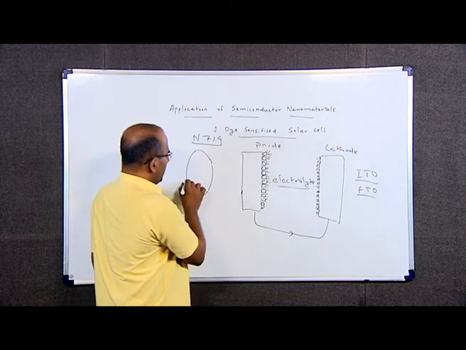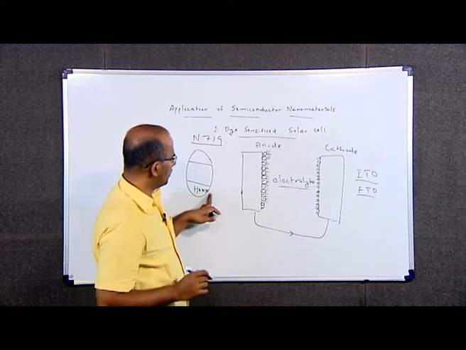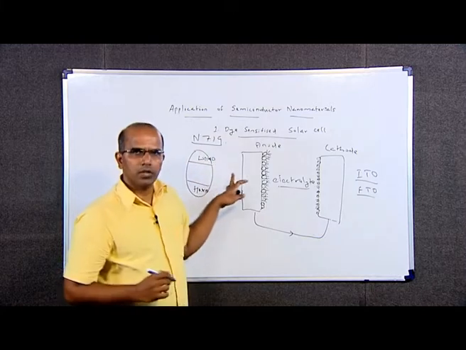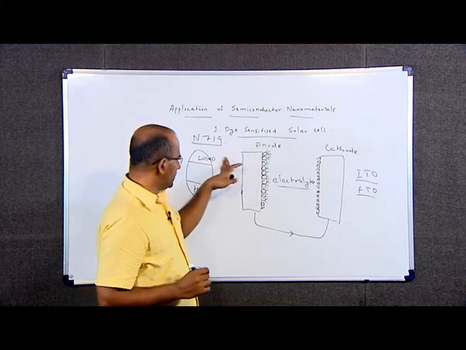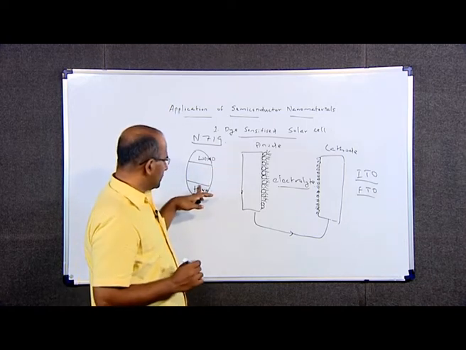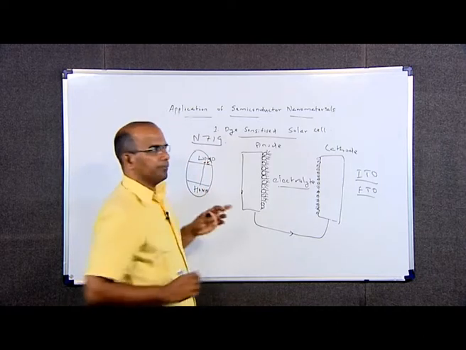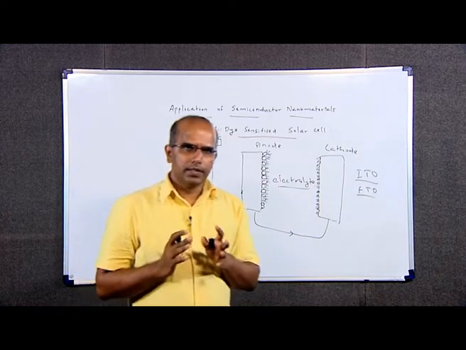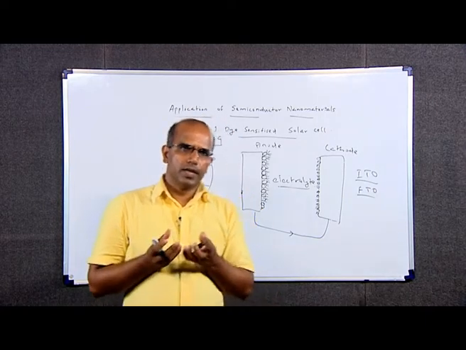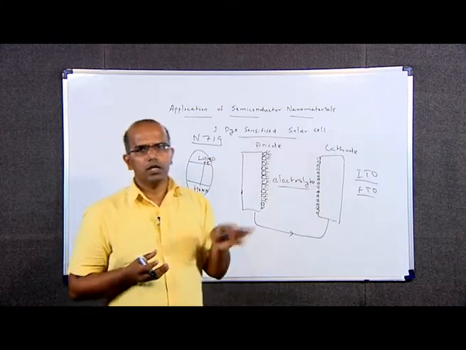So the dye will have a HOMO and LUMO. HOMO means highest occupied molecular orbital and LUMO means lowest unoccupied molecular orbital. So sunlight is directly falling on this dye. So the dye can excite one electron from the HOMO to the LUMO. Because the dye is colored, it can absorb the visible light. When the visible light falls on the dye, it can excite one electron from the HOMO to the LUMO.